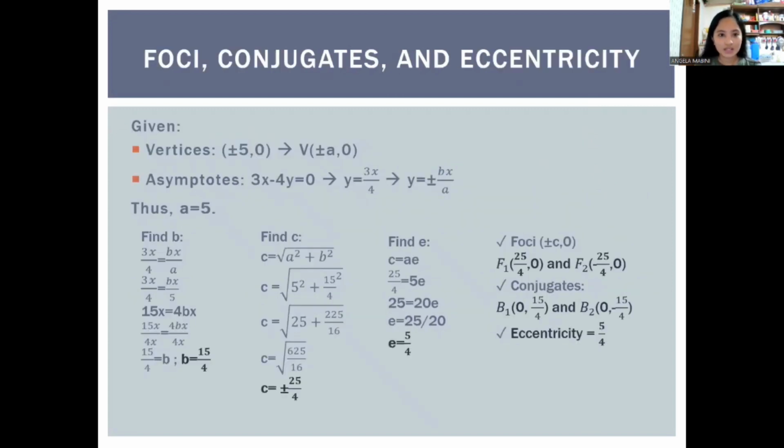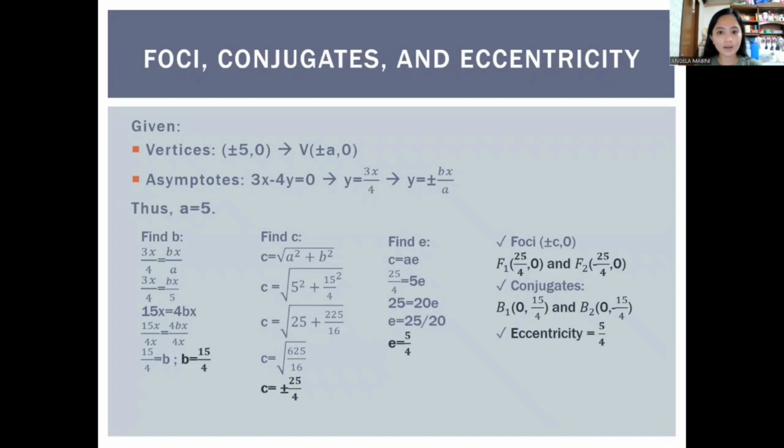So given yung vertices na positive, negative 5, 0, which is represented according sa table as positive, negative A, 0, and ang ating asymptotes, which is 3x minus 4y is equals to 0, and then y is equals to 3x all over 4, and ito ay represented according sa table as y is equals to positive, negative bx over a. Doon sa ating vertex, nalaman natin na ang value ni a is equals to 5.